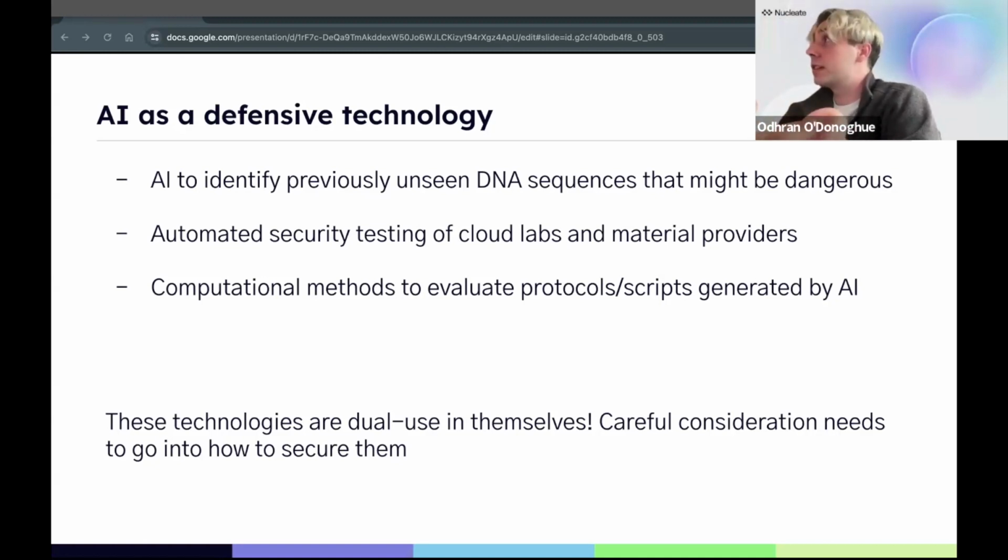You can, in theory, use an AI model to work out if a DNA sequencing company has any vulnerabilities, or work out if a cloud lab provider has any vulnerabilities. These are very useful and scalable ways of trying to plug vulnerabilities as early as possible.